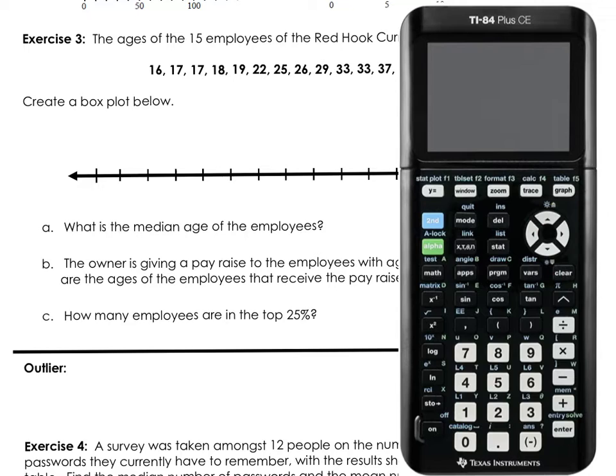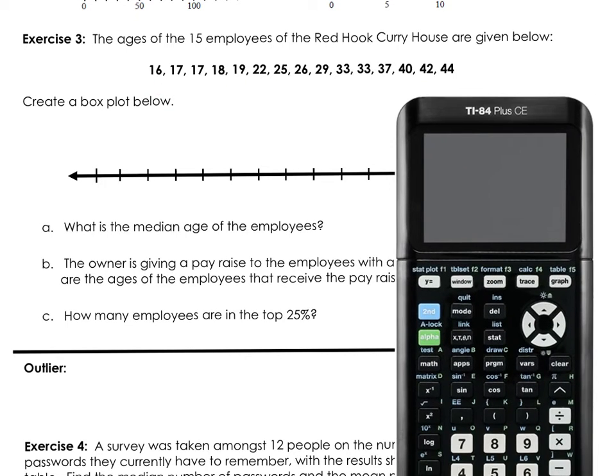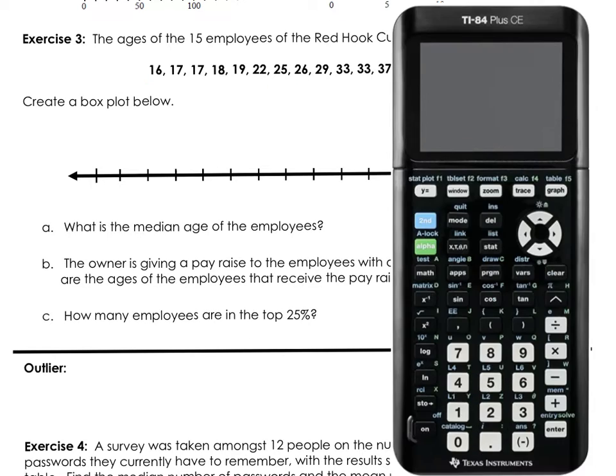Then you'll be able to put all of your data into L1. So you're just going to start by putting in the number 16, so 1, 6, enter. And then in the next one, you'll put 17, so 1, 7, enter. And so on until all of this data that was given to us up here, all the way up to this 44, all of this data needs to be in the calculator. Then you need to go back to the Stat button again.